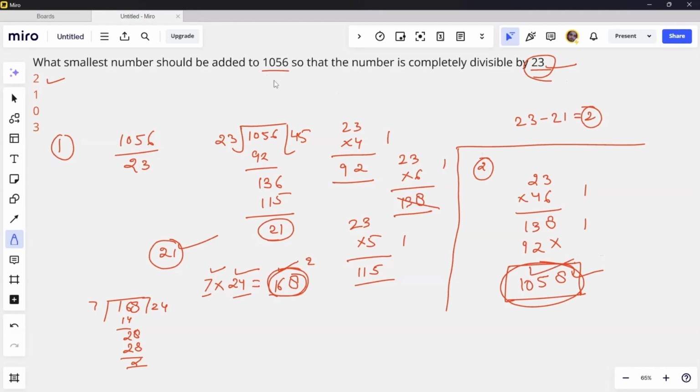Okay. Now 1025 is not divisible by 23, but we have to tell what we should add to this number to make it divisible by 23. So we can simply add 2, because 1058 minus 1056, what is the difference? Basically the difference is 2. We do not consider the plus minus sign. We have to see the difference, the absolute value. So the absolute value is 2. So 2 is our answer. So the first option is the correct option. Thank you.